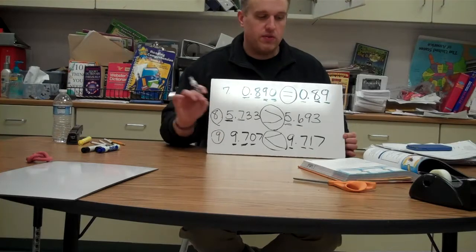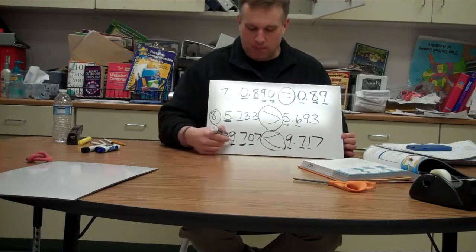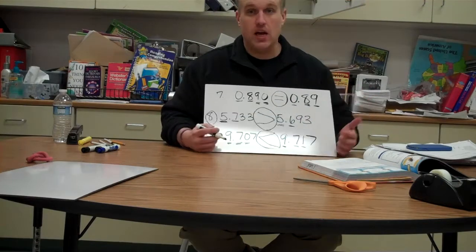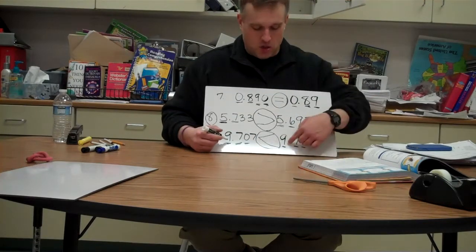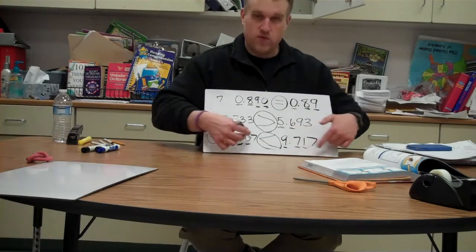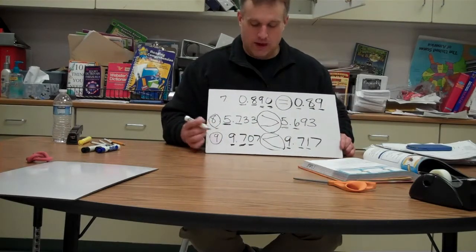So 7 through 12, that's all you're doing. You're just comparing numbers. And whenever you run into one that's larger, you're done with the problem. So always start with the numbers to the left of your decimal, and then move to the right as you go through it.